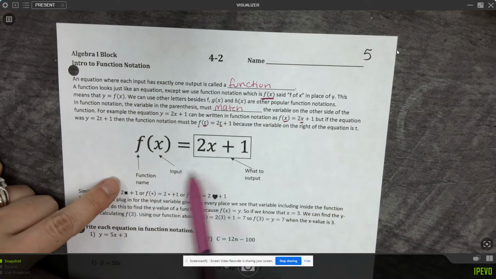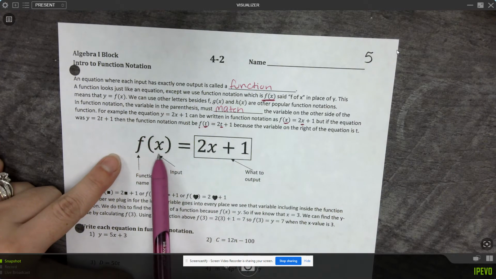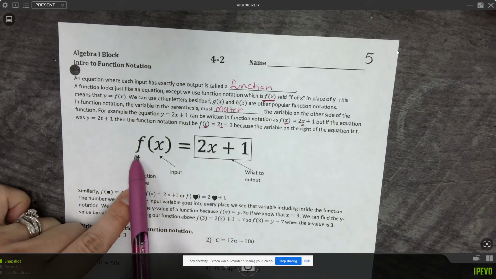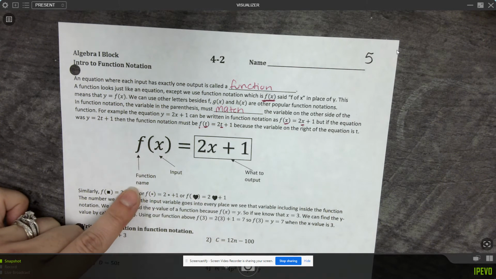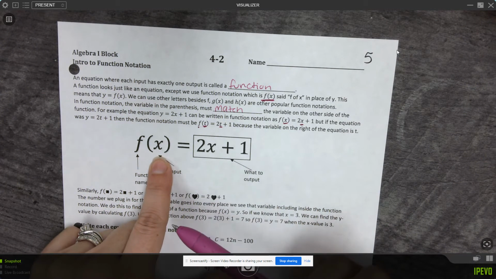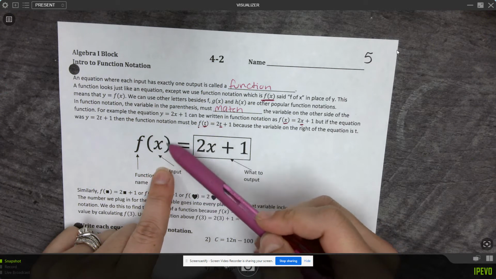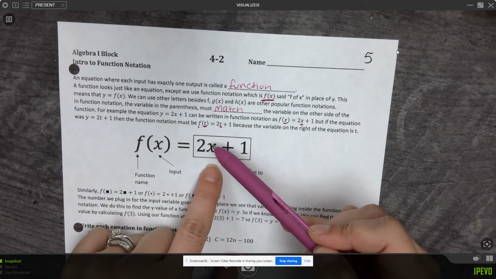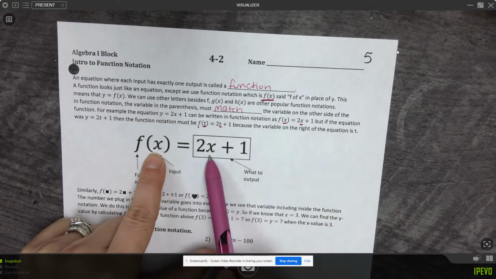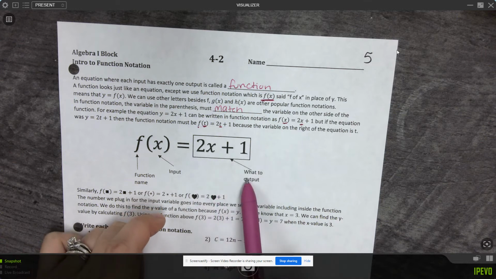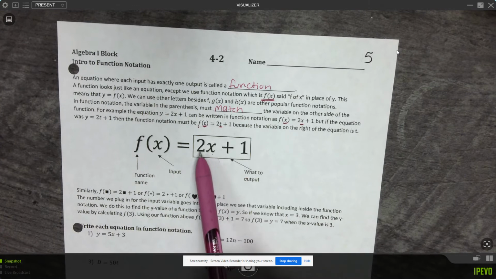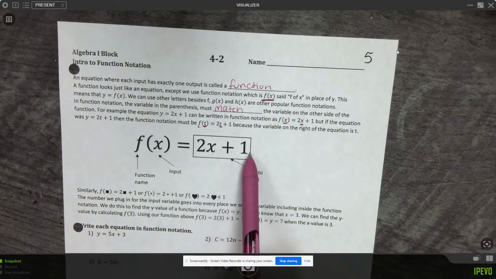So when I have a function, this is our function, this whole thing here, f of x equals 2x plus 1. This is the function name. This is function f. If this was a g, it would be function g. This is your input. And you're going to see here in a moment, anything you put in here, you must also put in here because these are the same and you're going to keep them the same. 2x plus 1 is what to output. So once I give you something for x to input, you would then do 2 times that plus 1.